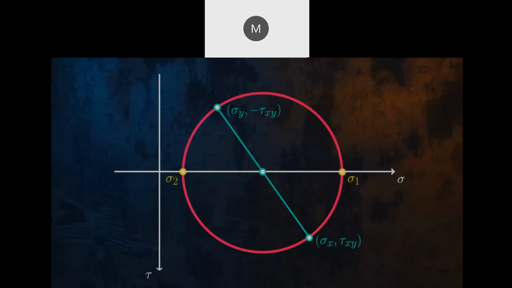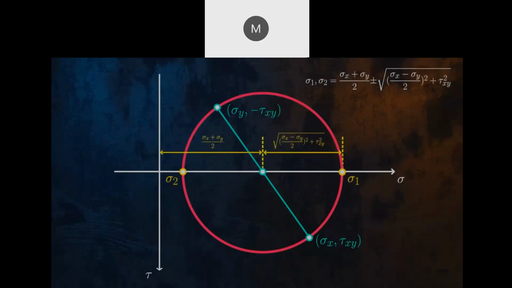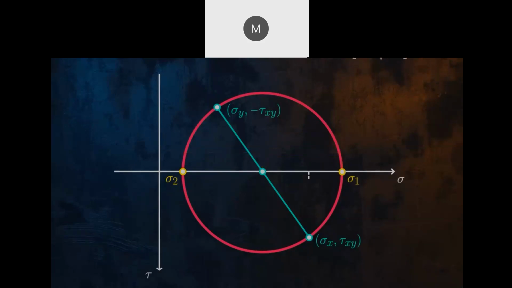The principal stresses can be calculated by taking the x-coordinate of the center of the circle and adding or subtracting the circle radius. We can also use trigonometry to calculate angles on Mohr's circle. For example, we can calculate the angle theta p between our original stress element and the principal planes.